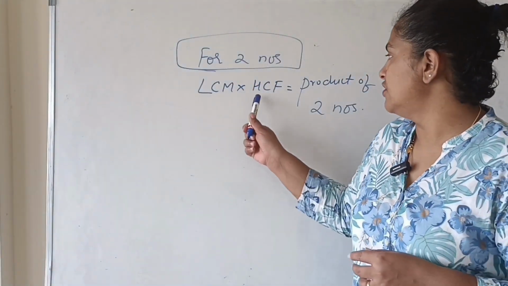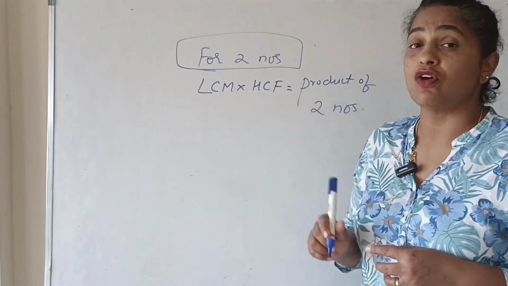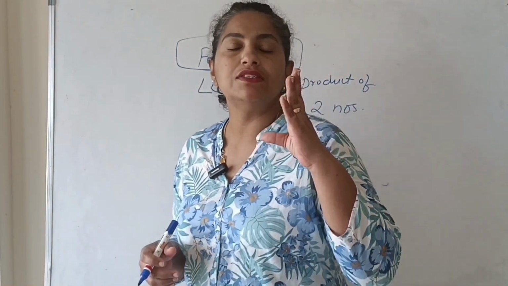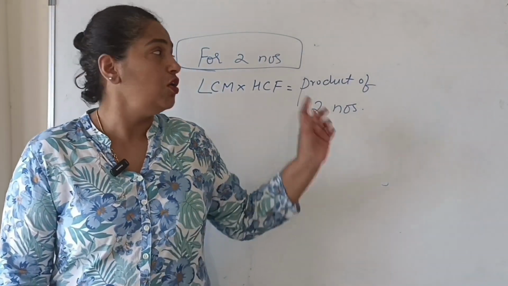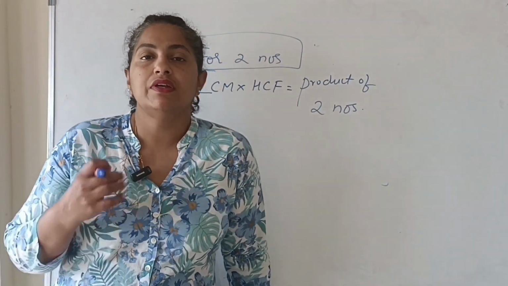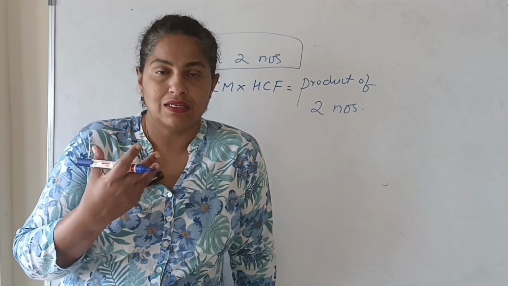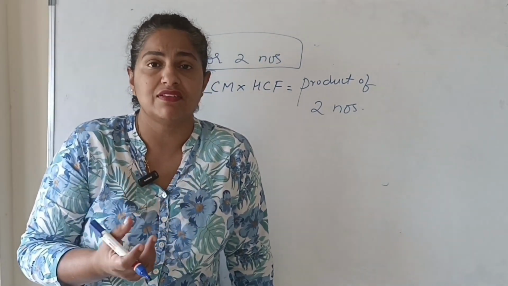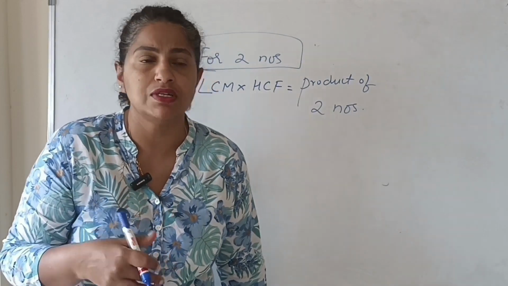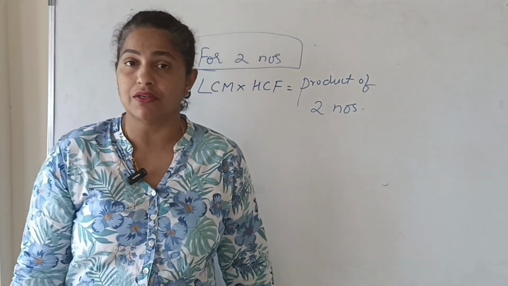The product of LCM and HCF is equal to the product of the set of numbers involved. One thing you need to remember is that this particular formula is applicable only for a set of 2 numbers. Suppose the numbers given to you are more than 2, and you are dealing with HCF and LCM of 3 numbers or 4 numbers. This formula is not applicable at all.